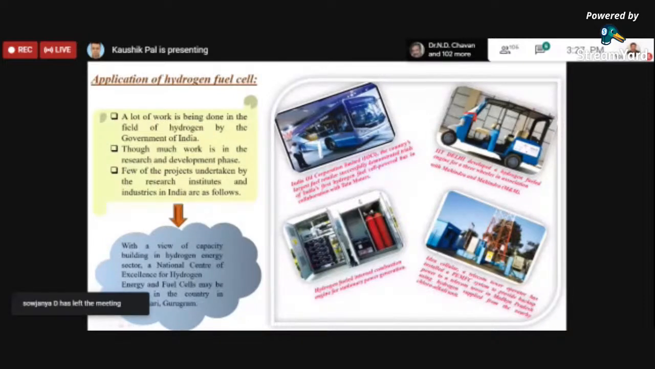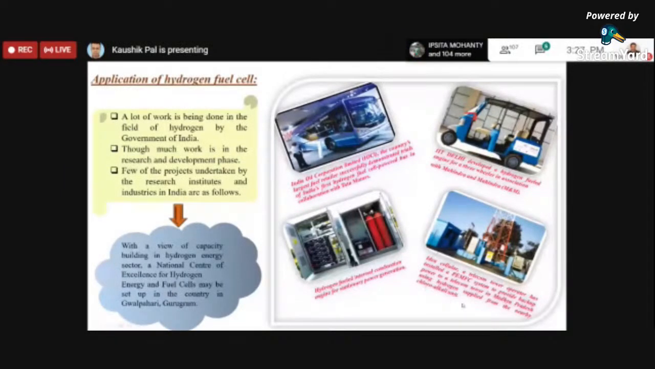Indian Oil Corporation, the country's largest fuel retailer, successfully demonstrated the trial run of India's first hydrogen fuel cell powered bus in collaboration with Tata Motors. IIT Delhi developed a hydrogen fueled engine for a three-wheeler in association with Mahindra and Mahindra. Hydrogen fueled internal combustion engine for stationary power generation. Idea Cellular, a telecom tower operator, has installed polymer electrolyte membrane fuel cell systems to provide backup power to a telecom tower in Madhya Pradesh using hydrogen supplied from a nearby chloroalkali unit.